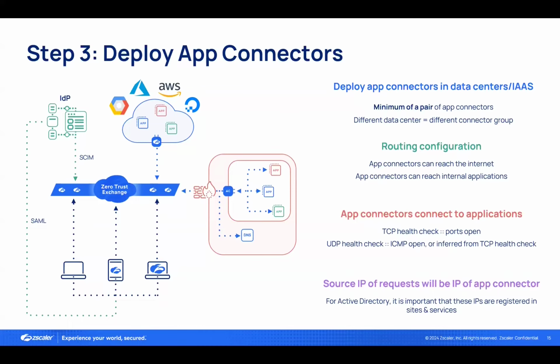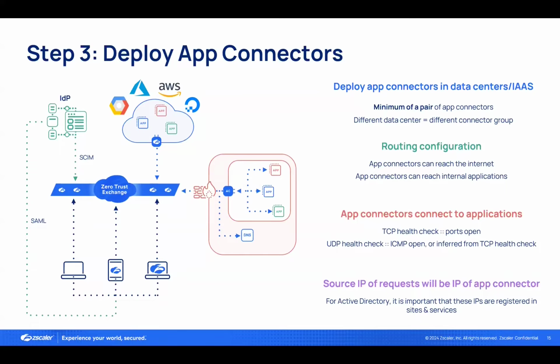Next, as mentioned before, you need to ensure that app connectors can reach the internet and that app connectors can reach your internal applications. Note that this does not mean that all app connectors need to reach all internal applications. Simply the app connectors that are mapped to a specific application need to be able to reach that application. Note that app connectors also need to be able to health check applications.